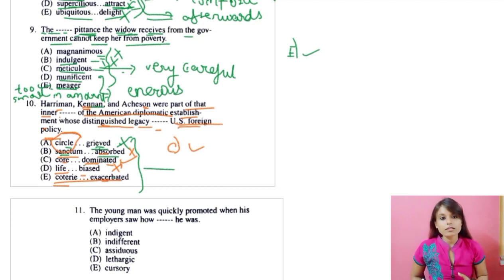Now exacerbated means to heighten or to worsen. Suppose you are having wounds, and if someone rubs salt in it, how will you feel? That sting that you feel, that pain that you feel, that is exacerbated. So they are talking about these three men who were a part of the American diplomatic establishment and whose distinguished legacy kind of exacerbated the US foreign policy. So you understood the meaning, but this won't go. The best option that is suiting is number C. So let's go with option C as the correct one.